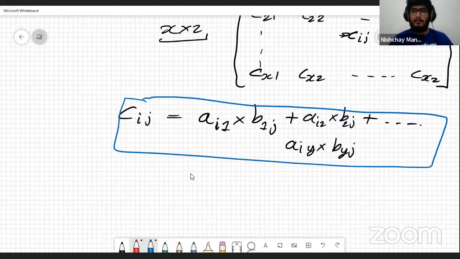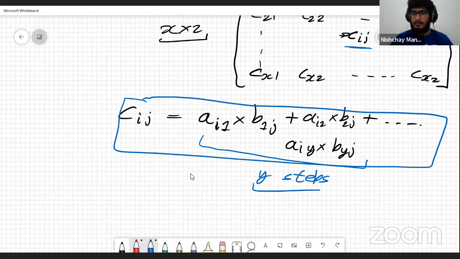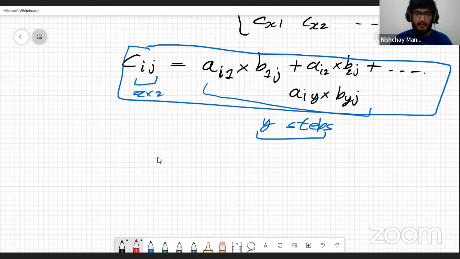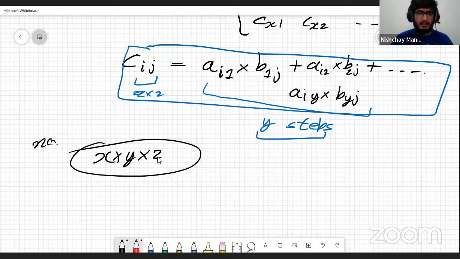This is a basic concept which you might have known if you have studied matrix multiplication. But if you haven't, this is basically how we do matrix multiplication, where each element Cij is the ith row in the first matrix multiplied by the jth column of the second matrix, right? So this is taking Y multiplications, Y steps basically. And there are a total of X into Z elements which we have to calculate. So the number of calculations that we have here is X into Y into Z, right? This is the number of steps that we have to take to multiply two matrices here.